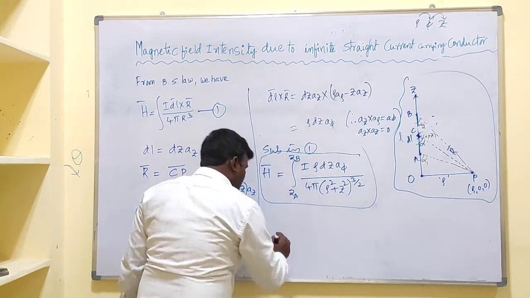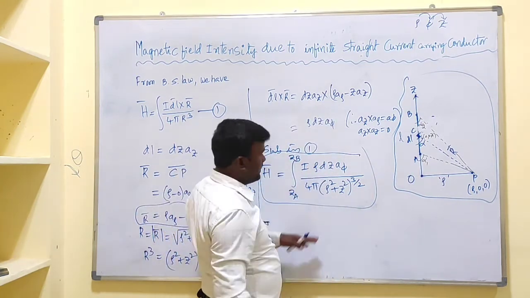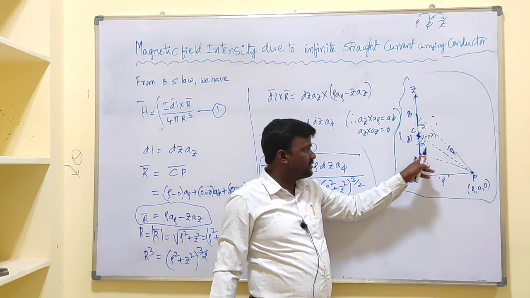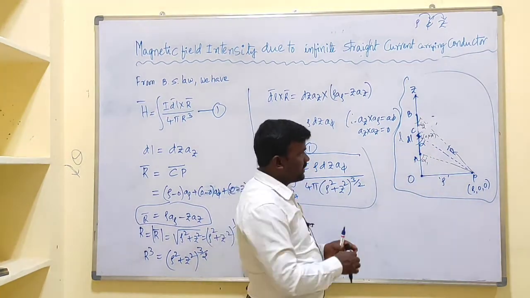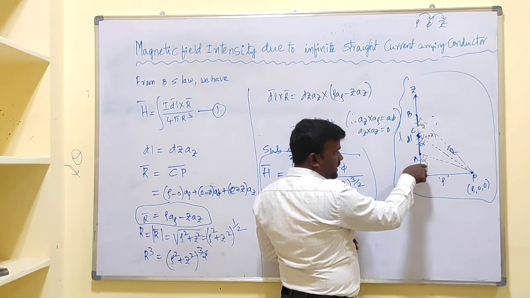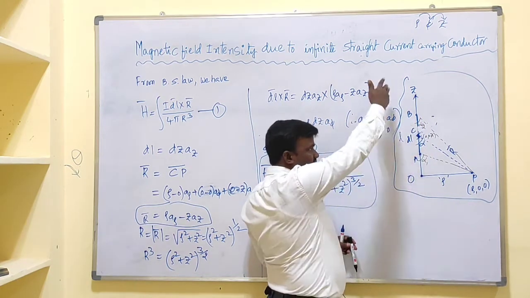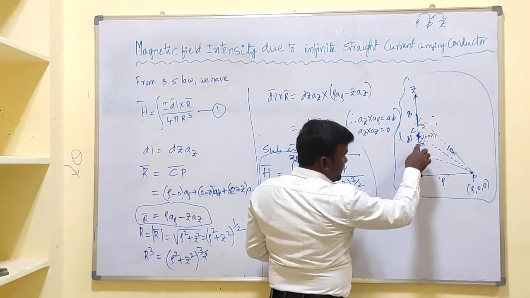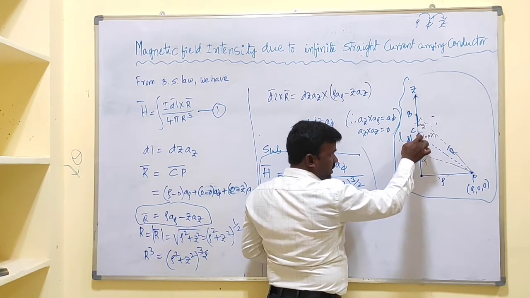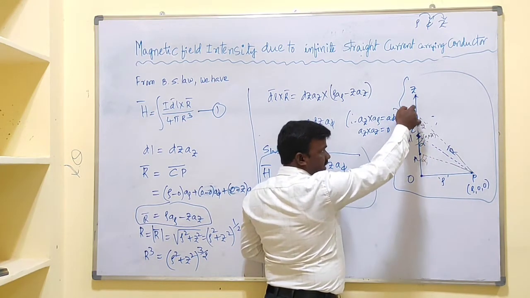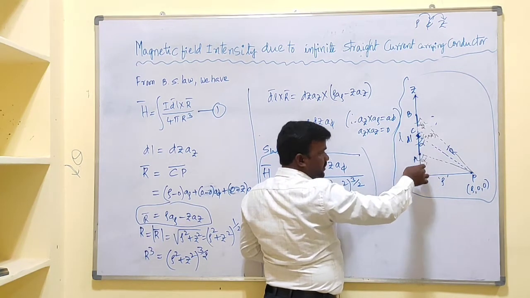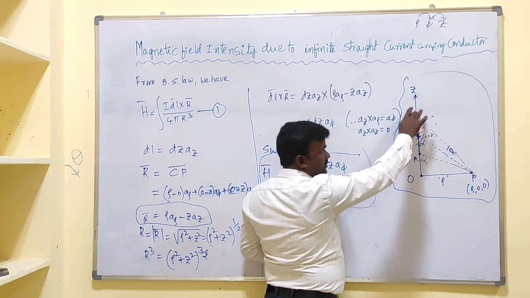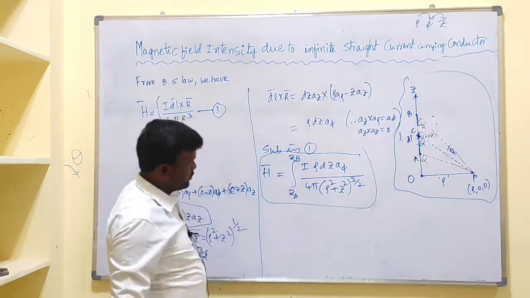So if you change the variable of integration from z to alpha, then the limits also change from alpha 1 to alpha 2. That means the limits ZA, ZB are changed to alpha 1 to alpha 2. Here we consider a point at this location of length dl. We can split this current carrying conductor into equal parts of dl, which may be shifted downward or upward. For the lower end, the angle subtended is alpha 1, and for the upper end it is alpha 2.